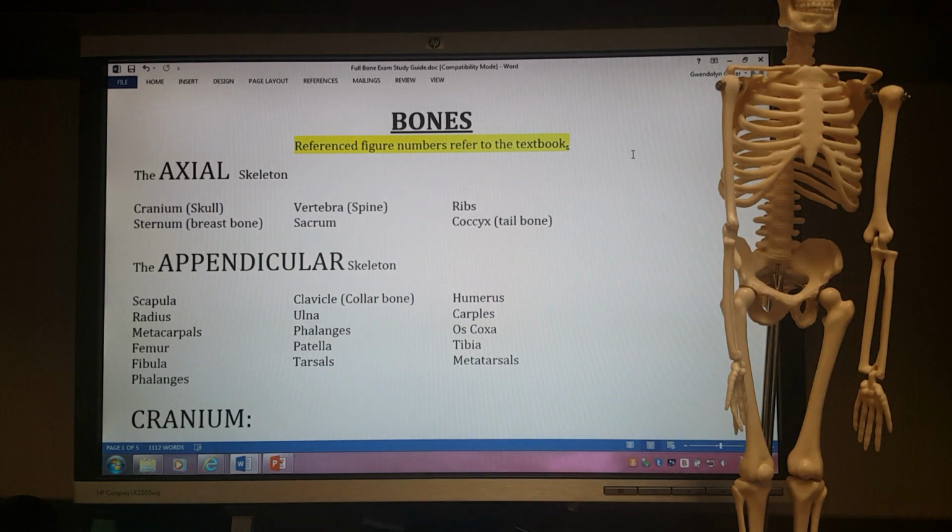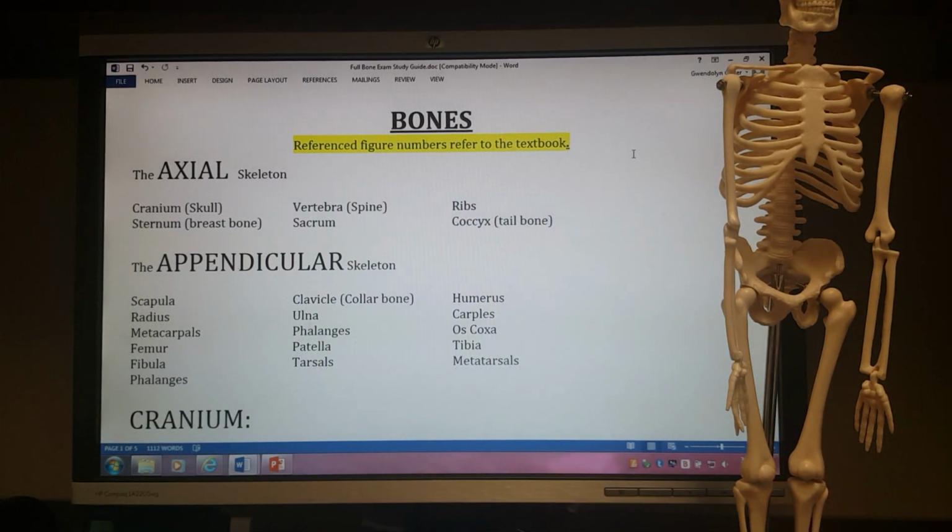So speaking of the study guide, your study guide is located under Laboratory on the menu on the left under Blackboard. So when you click Laboratory, you'll see a link for the bone exam study guide, and that's what will be on the screen. So starting from the top, of course, it lists all your bones. Highlighted in yellow is the reference numbers for the textbook.